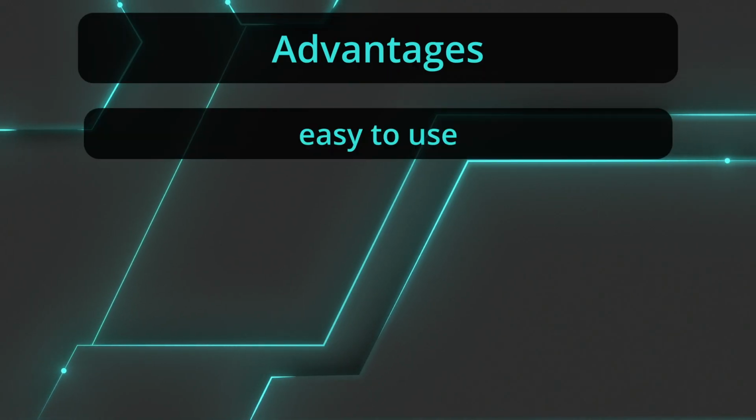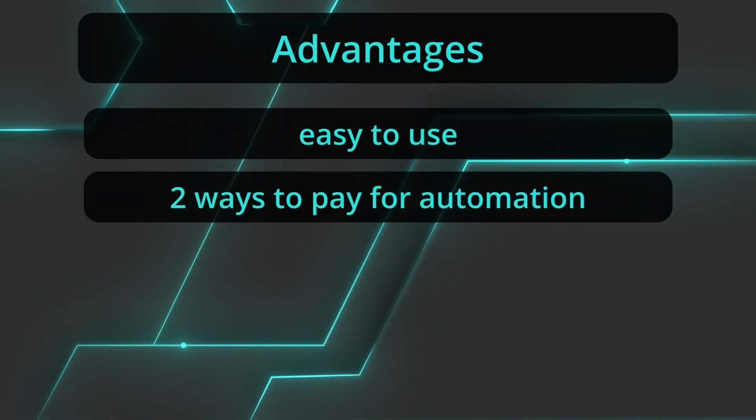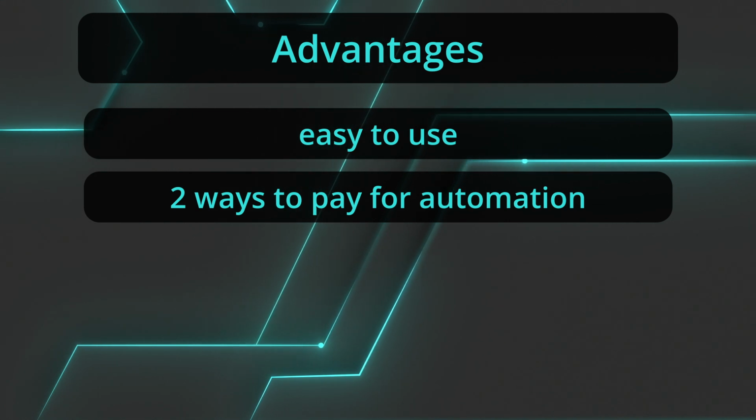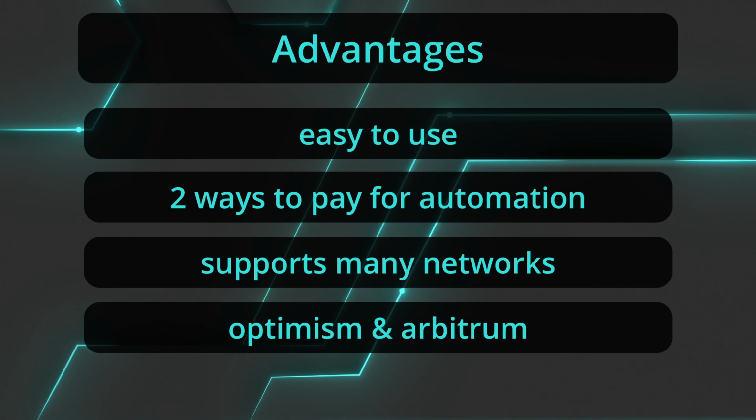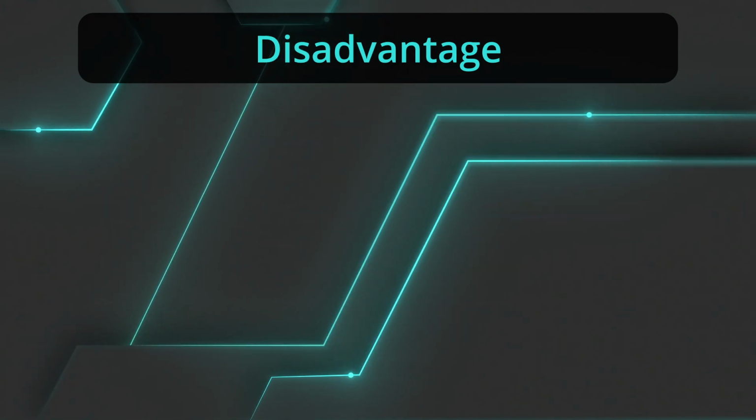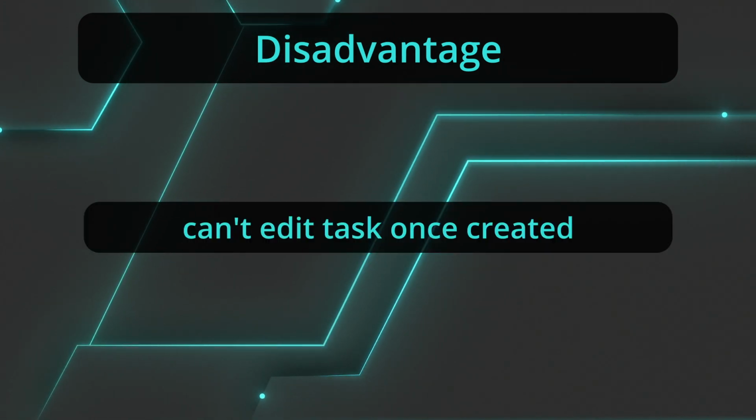For the pros, it's very easy to use. You get 2 ways to pay for transactions, with the automated smart contract balance or the Gelato's balance. It supports many networks, including Optimism and Arbitrum. For the cons, you cannot edit a task once it's created.